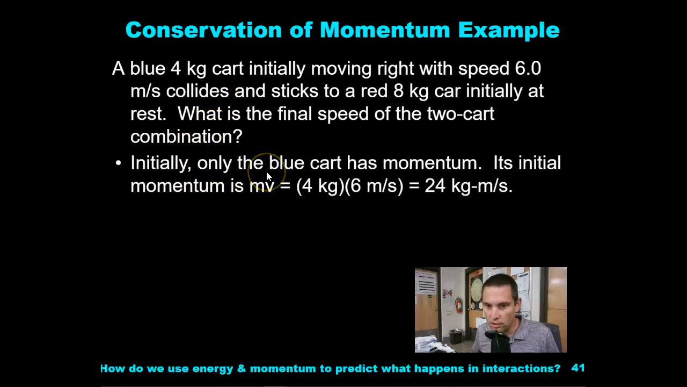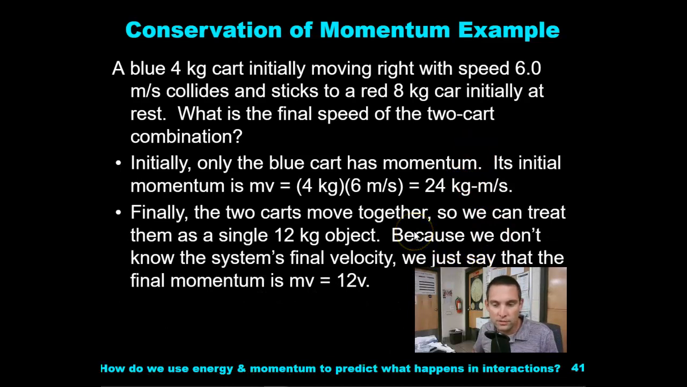Initially, the blue cart has momentum while the red cart does not. Because the 8 kilogram cart is at rest, the velocity is 0, and we know that momentum, p, equals mass times velocity. If our velocity is 0, 0 times the mass gives us 0 momentum. So only the blue cart has momentum. The initial momentum is 4 times 6, so 24 kilogram meters per second. There's no special name like there was for energy with a joule. It's just a kilogram times a meter per second.